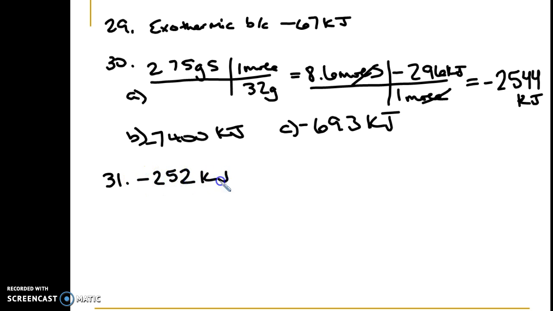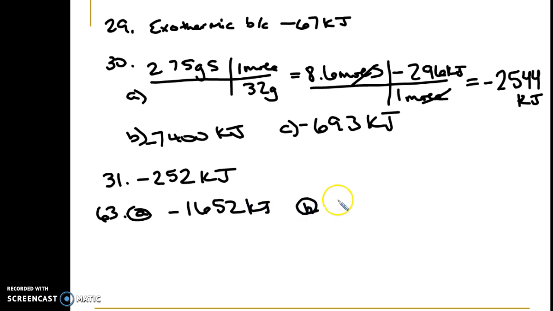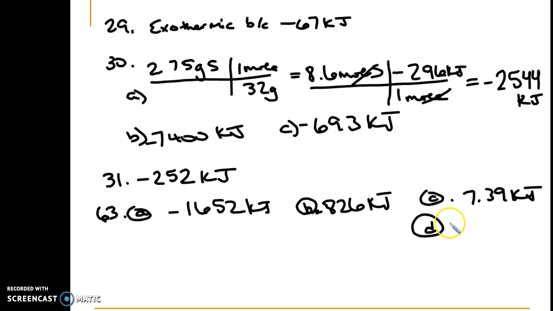So number 31 is negative 252 kilojoules, and then number 63, we have A. And that is negative 1,652 kilojoules. For B, again, show your work. 826 kilojoules released, or I'll put a negative. For C, let's see, negative 7.39 kilojoules. And for D, which is a limiting reactant problem, negative 34.4 kilojoules.